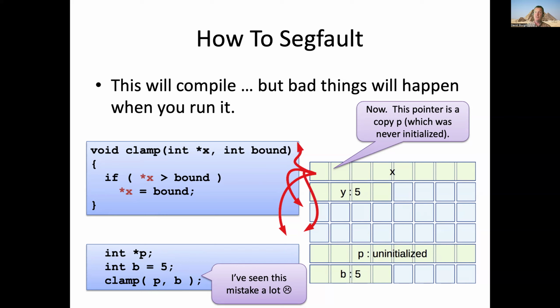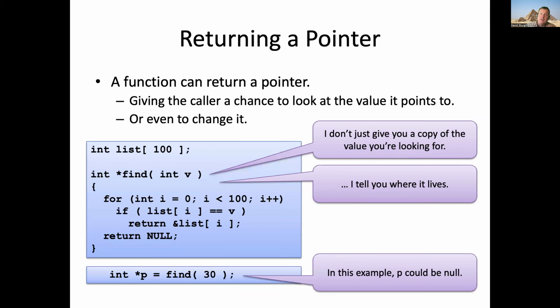So when you try to use that pointer to get to something, it's probably going to be outside of the memory that your program is permitted to use. So that would crash your program. Here we're talking about pointers as parameters to functions. You could have a pointer as a return value from a function.